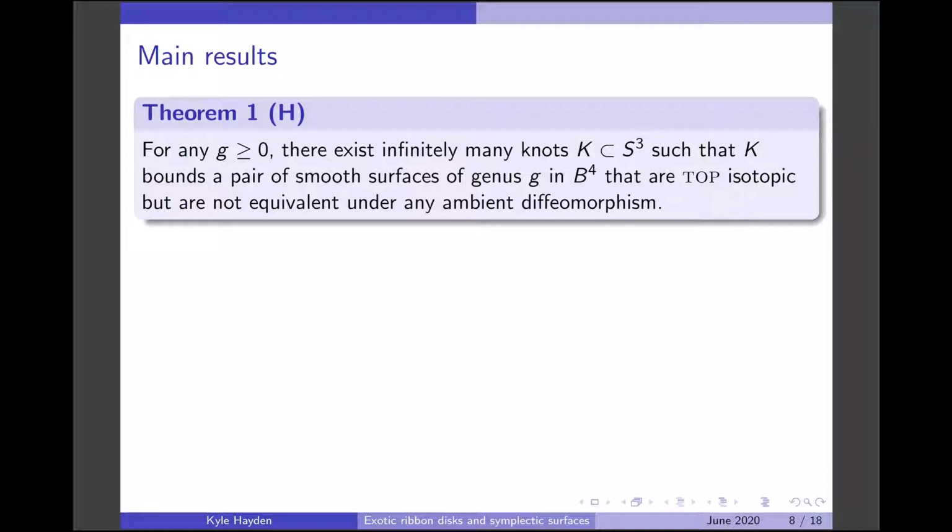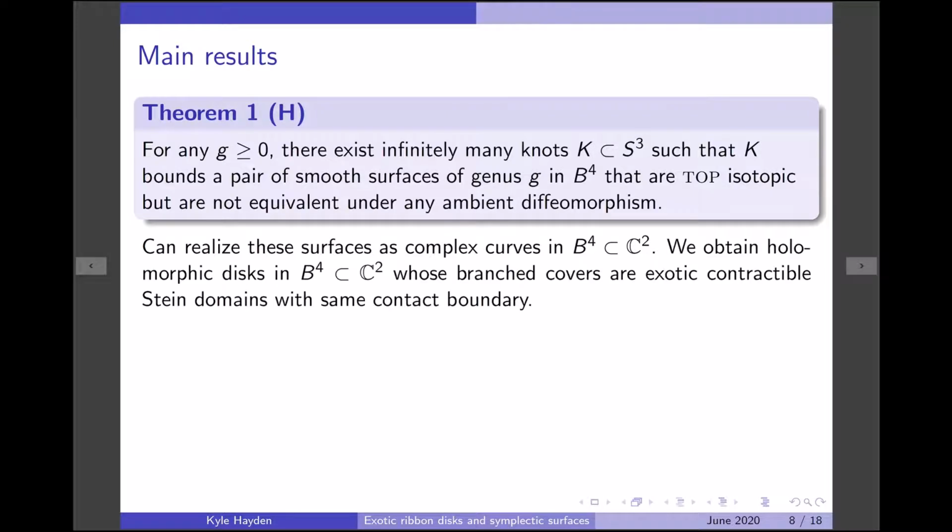So getting back to this construction, the particular surfaces we construct can be realized as complex curves in the 4-ball inside of C^2. For example, if we take the case of genus 0, we obtain holomorphic disks in the 4-ball whose branched double covers turn out to be exotic contractible Stein domains with the same contact boundary. So these are of independent interest.